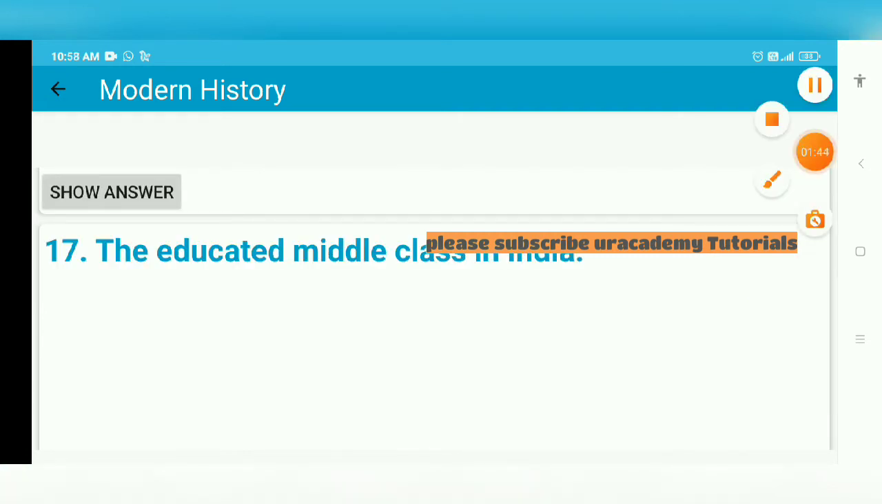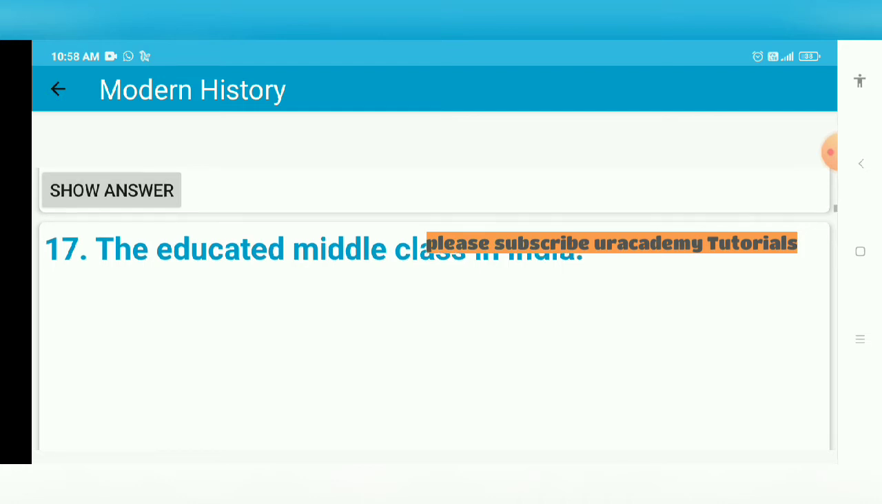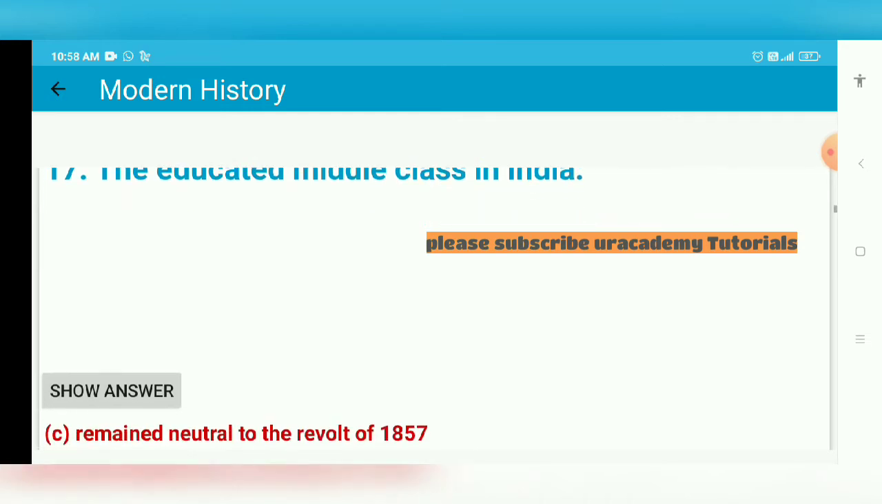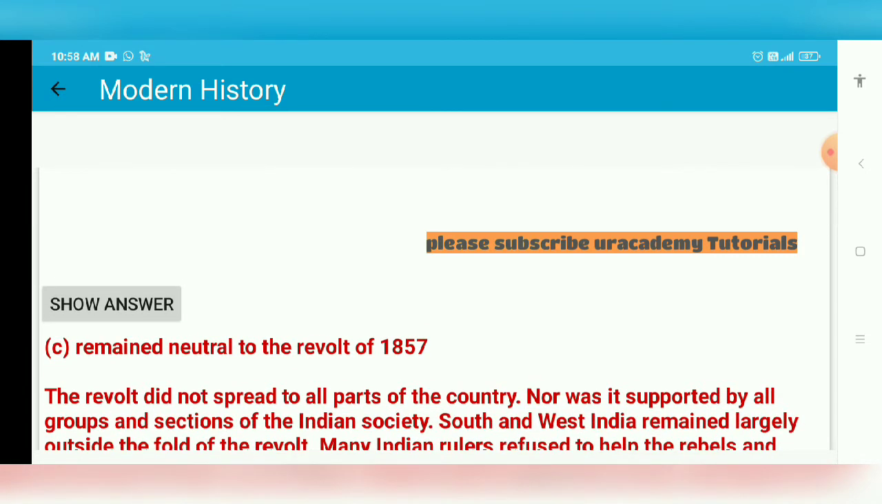Another objective is about the middle class of India. We know the middle class consists of doctors, lawyers, shopkeepers, and also some job-oriented people. The middle class in India was totally isolated during the time of 1857. We have to talk about their remaining neutral in 1857.